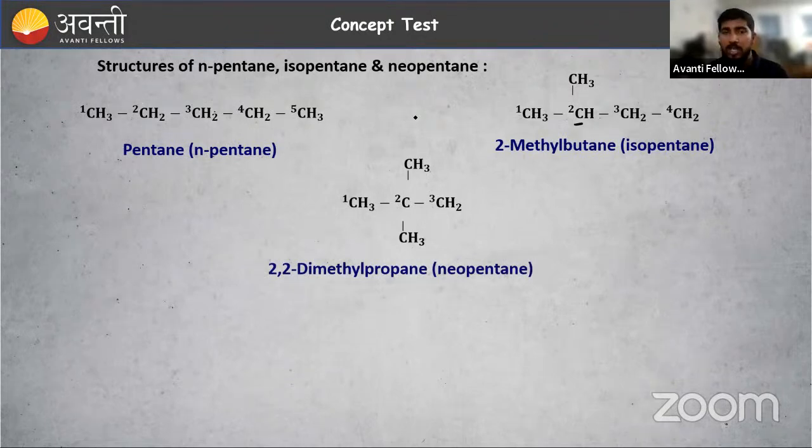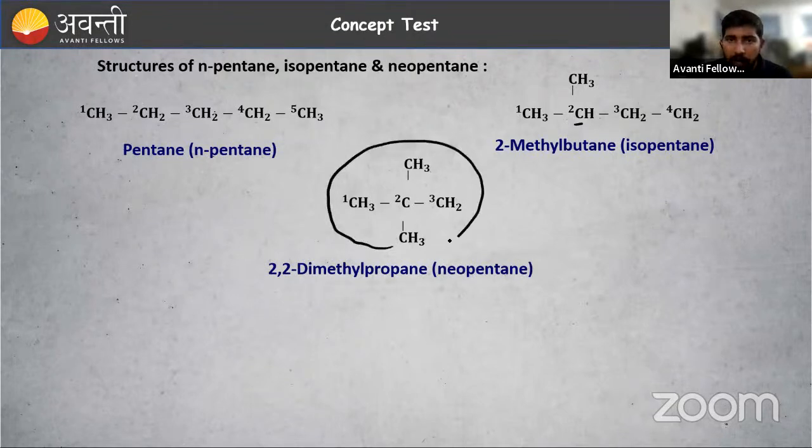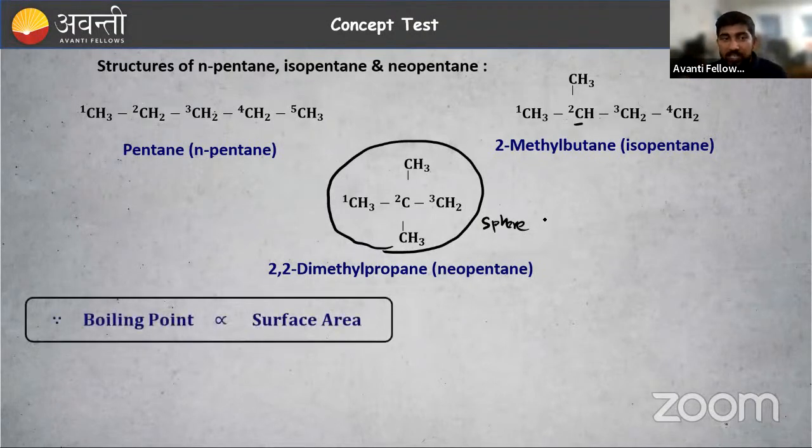Now we have to check the surface area. First, pentane and isopentane are there. Then check this one: it is like a sphere or a drop, like water droplets. You might have seen that in physics: the surface area of a drop is very small. So for a sphere, the surface area is very less. What's the connection between boiling point and surface area? Here boiling point is proportional to surface area. If the surface area decreases, the boiling point will also decrease, so we have to provide only less temperature.